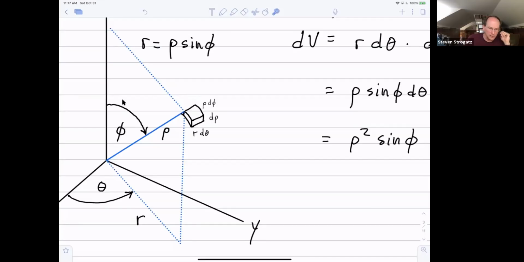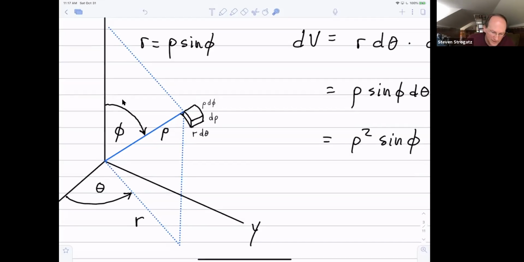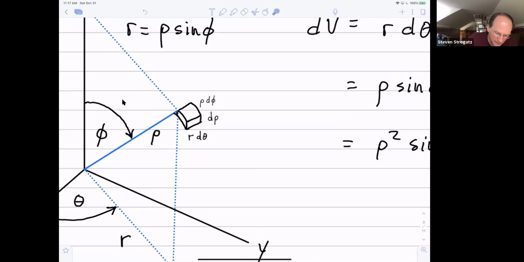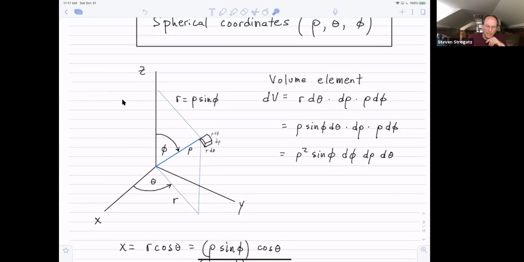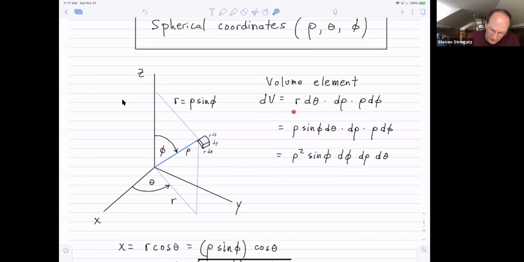That traces out this little, approximately, box. It looks sort of like a rectangular box with sides that would be r d theta in length in this direction, d rho as we go along the radius, and rho d phi along this way, coming down. Anyway, when you multiply those three together, you get the volume of this little infinitesimal box, which is this formula for our volume element dV.